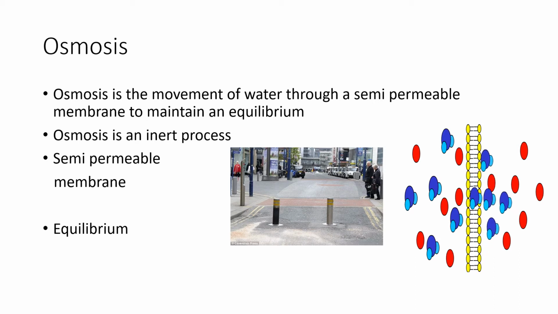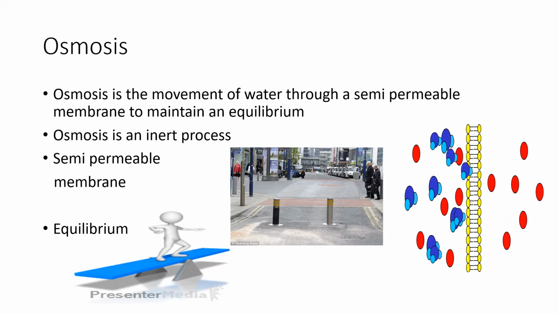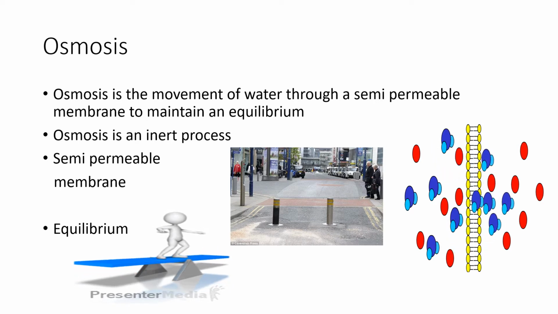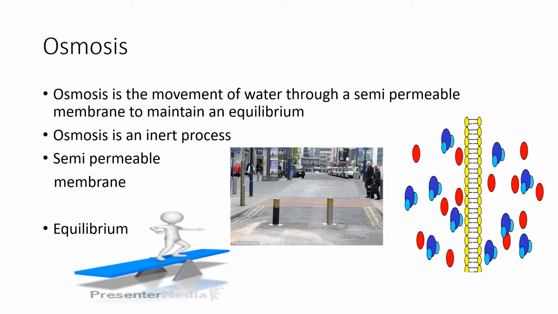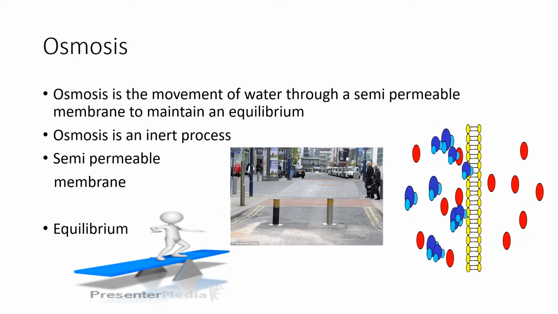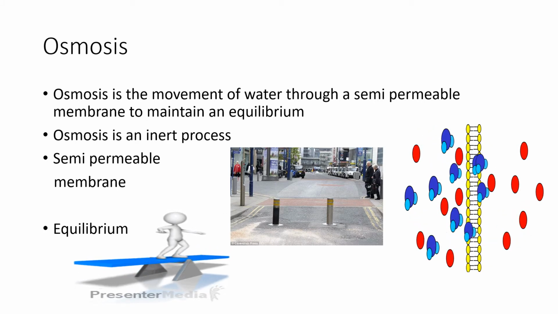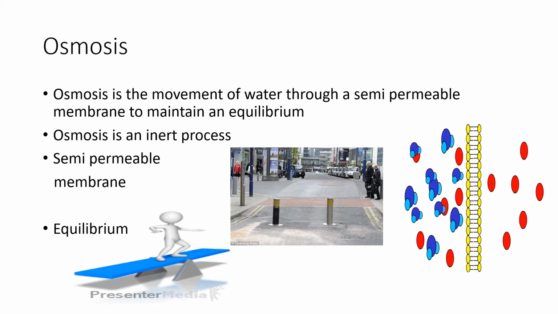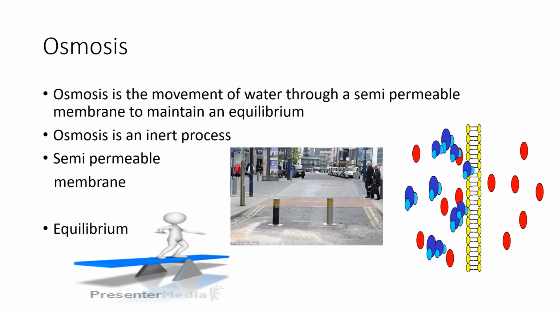What about equilibrium? What's equilibrium all about? Equilibrium is pretty much just a balance. Trying to get things equal on both sides, so you're balancing the seesaw out. So you've got the same pressure on the left as on the right, hence the seesaw's balanced, hence in equilibrium, equal both sides.